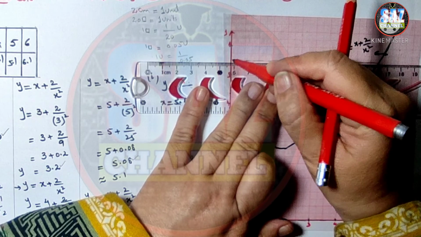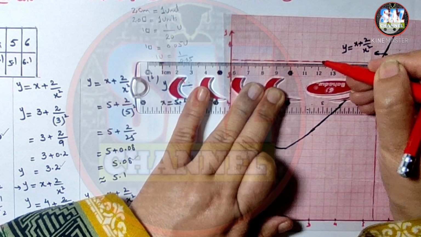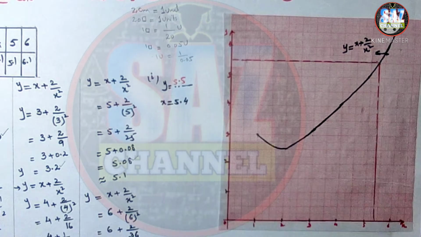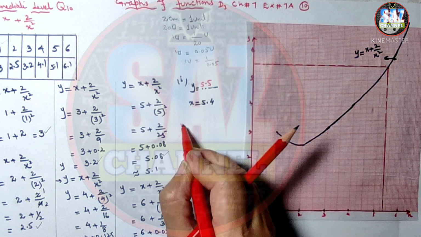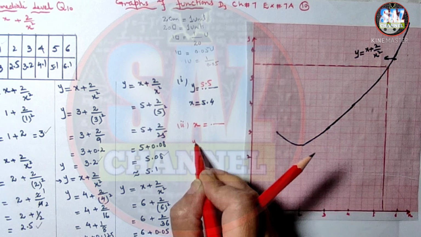But I always advise my students to try to do the graph question at the end, because it can consume more time, and you can have tension in that case. And the second part says to find the value of x when y equals 3.